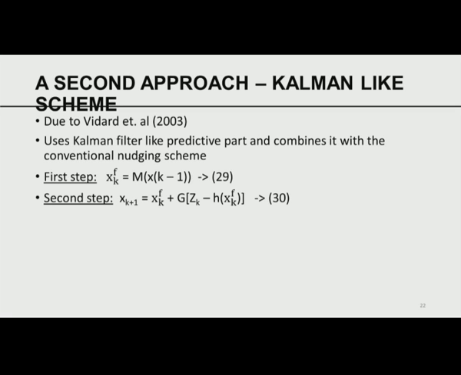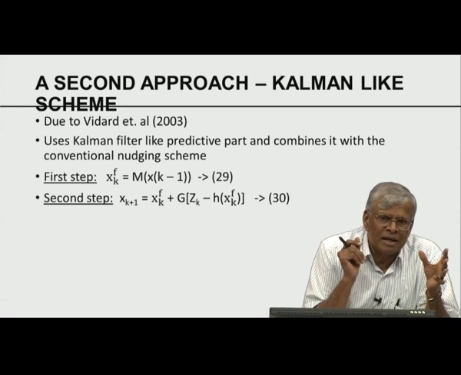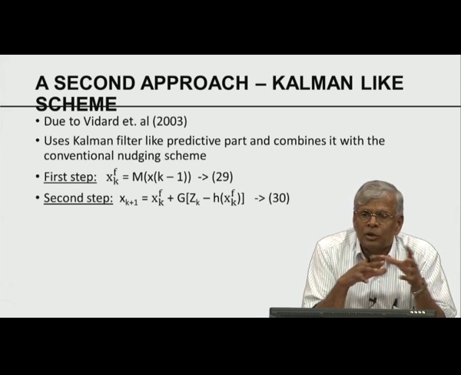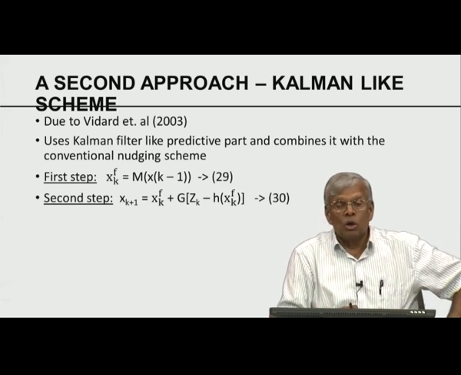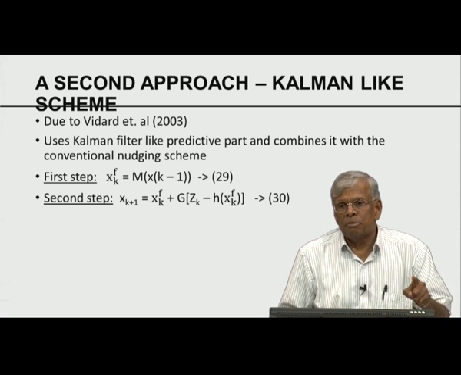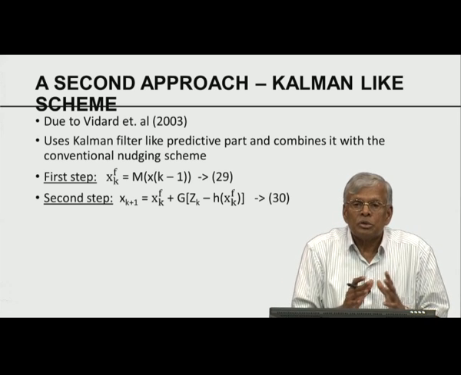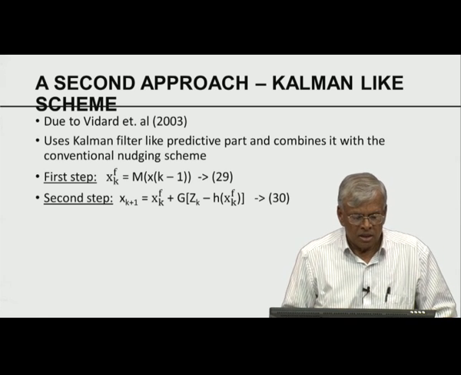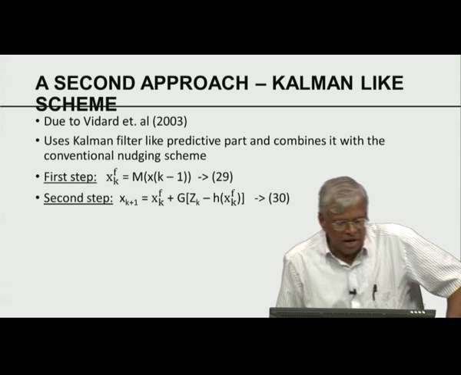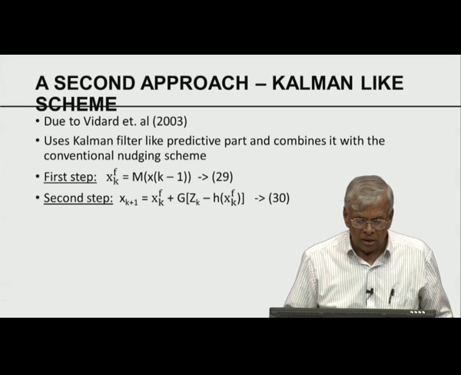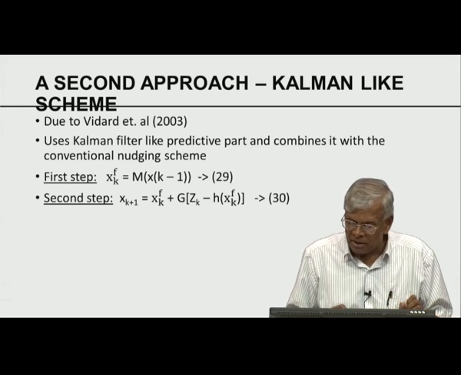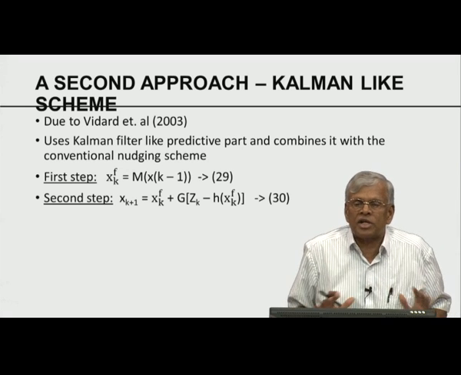This is using 4D VAR. So we talked about what they did, and we talked about what was wrong with it, and we also talked about what is the meaningful way to correct it. Now I am quickly going to provide a review of the second approach that was used in the post 90 era based on two-stage Kalman like scheme. It was introduced by a group of French atmospheric scientists, Vidard et al. 2003. This uses a Kalman filter like predictive part that combines it with a conventional nudging scheme.